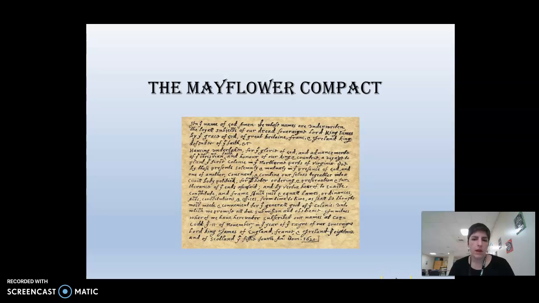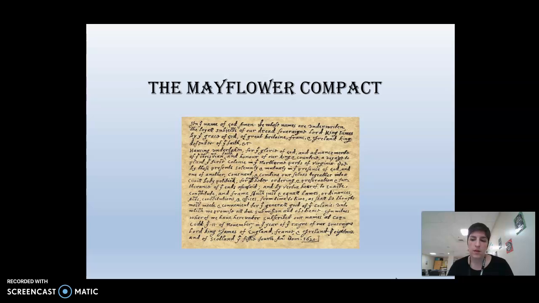Today we are going to go over the Mayflower Compact. This is another one of those documents that the Founding Fathers sort of had as a template of what they could do to create a constitution, as well as writing the Declaration of Independence. So the Mayflower Compact is exactly sort of what it sounds like.